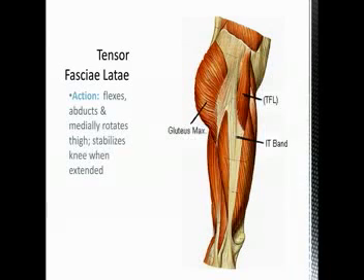All right, so tensor fascia latae. The action of tensor fascia latae includes flexion and abduction and medial rotation of the thigh, but it also allows stability of the knee joint when it is extended. So when the knee is extended, it aids in actual joint stability for the knee.